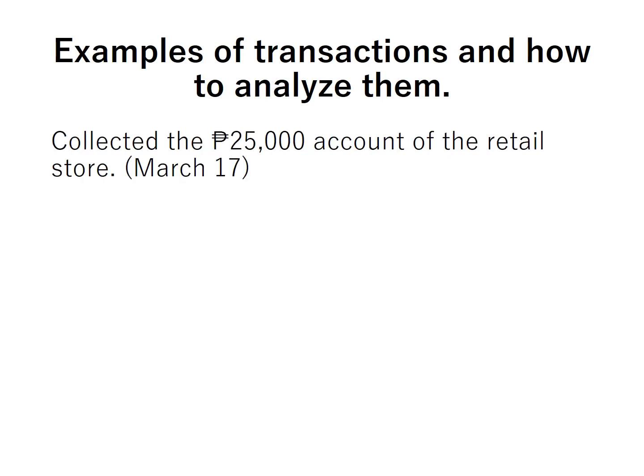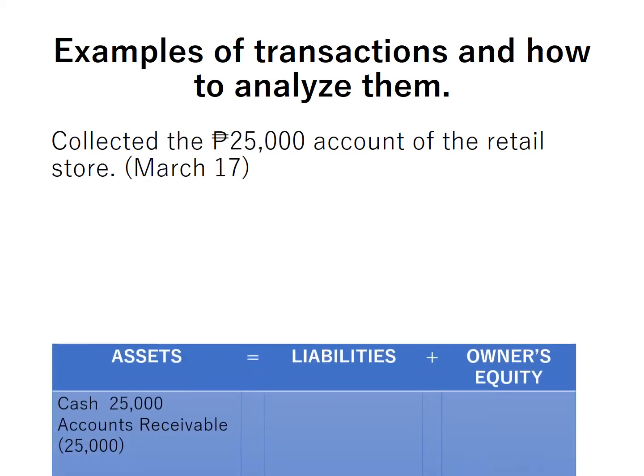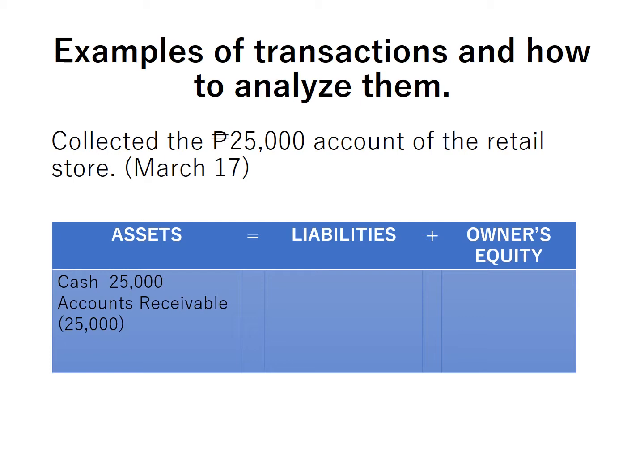Next transaction, the business collected a 25,000 account of the retail store. Now you can refer to the transaction on March 17 in order to review the details of that transaction. What accounts are affected? The first account affected is cash because there's a collection. The second account affected is accounts receivable because there's a collection of an account. When we say collection of an account, we are actually referring to a collection of an accounts receivable.